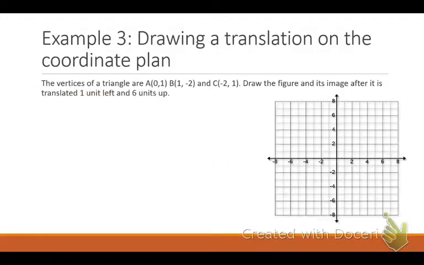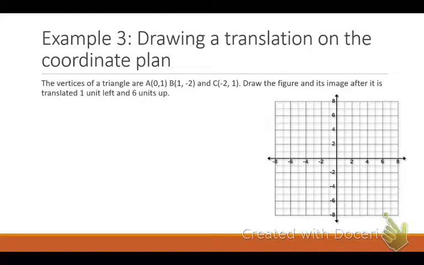Okay. All right, so now on this one, we're going to do this whole thing start to finish. Okay, it says draw translation on the coordinate plane. Okay, the vertices of a triangle. There you go. It's a triangle. That's why you have 3 ordered pairs here. Draw the figure and its image after it is translated 1 unit left and 6 units up. So what I want to see on your graph, as I'm walking around checking you guys, all right, plot the 3 original points. Would that be a solid line connecting them or a dotted line? Solid on the original.